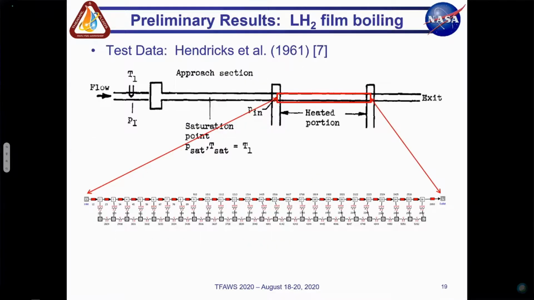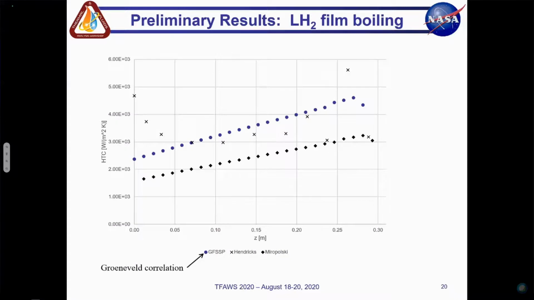And finally, here's the heat transfer coefficient versus pressure. And they predict the heat transfer to within about 26%. Okay. And the final one is going to be a liquid hydrogen film boiling test case.